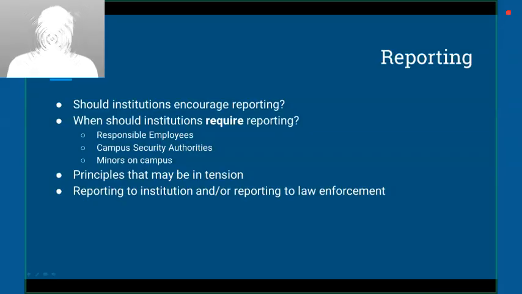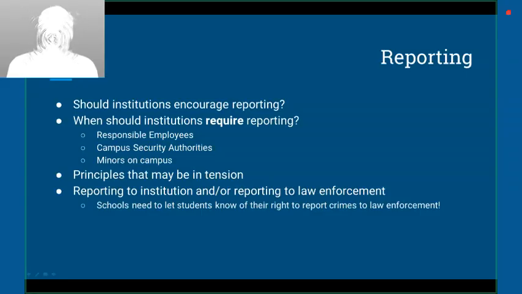And then finally, a distinction, or really just information, about reporting to the institution. What does that look like? What does reporting to law enforcement look like? Very important for schools to let students know their right to report crimes to law enforcement. So that's critical, that in receiving a report of something that could be a crime, students are made aware that because there is this area of overlap, you don't want a student feeling like they can only report to the school or they can only report to law enforcement when those both may be available options to them.